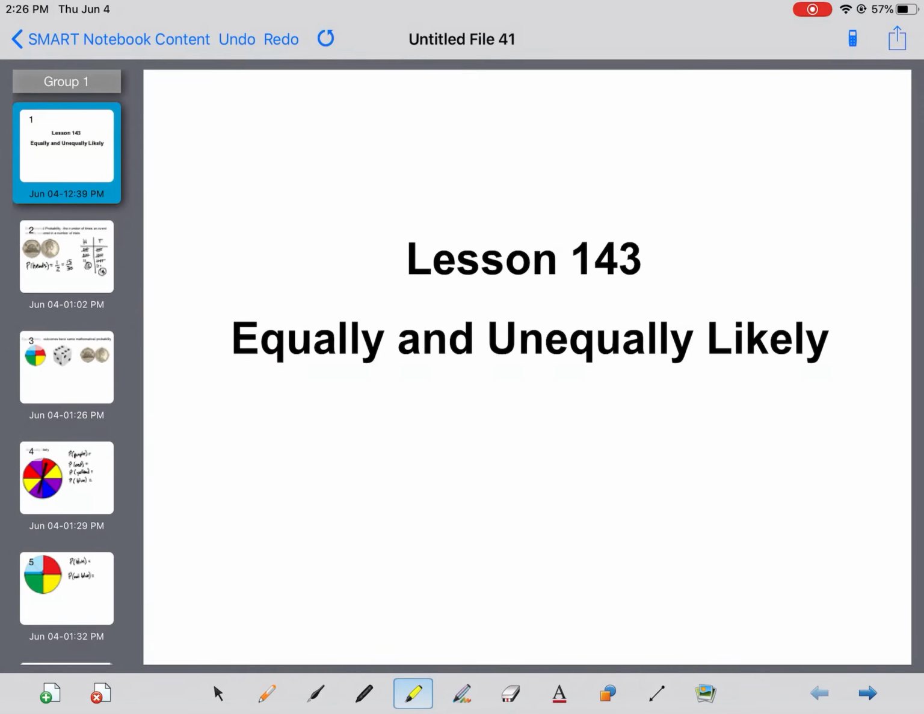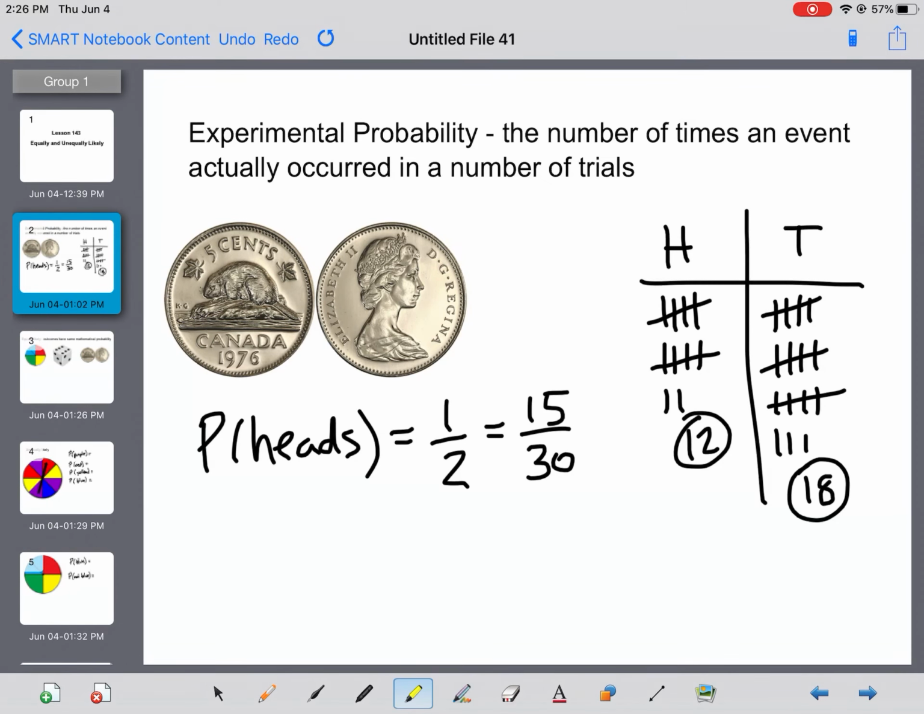Lesson 143, equally and unequally likely. So yesterday we spent some time learning about mathematical or theoretical probability.